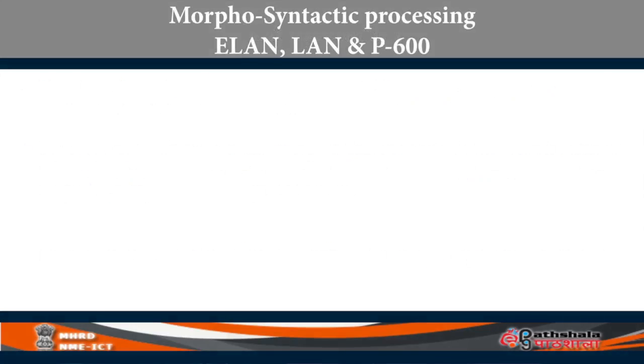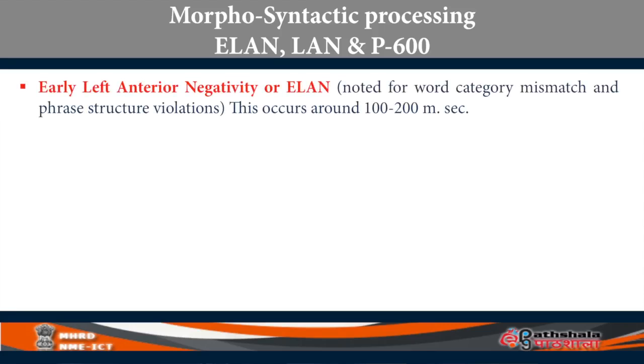The EEG experiments with a focus on morphosyntactic processing consistently reported three types of ERPs. One is called ELAN, E-L-A-N, which means early left anterior negativity. I believe ELAN is elicited for word category mismatch and phrase structure violations, and this occurs, because we are saying early, remember, between 100 and 200 milliseconds after the stimulus hits the brain.